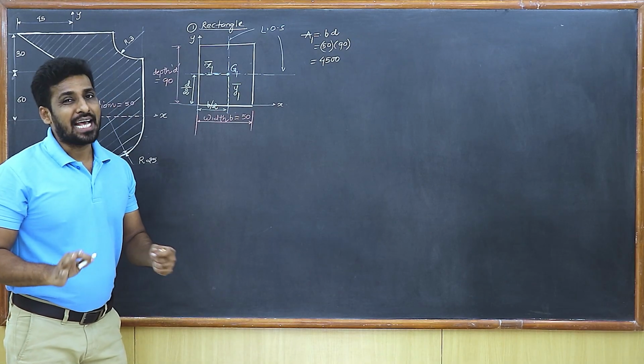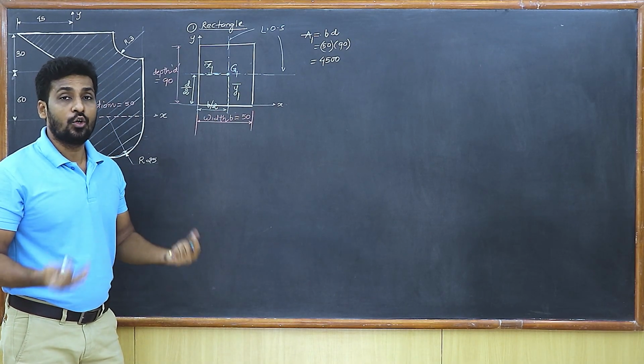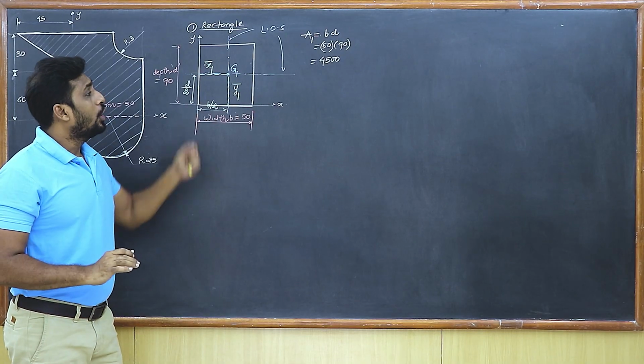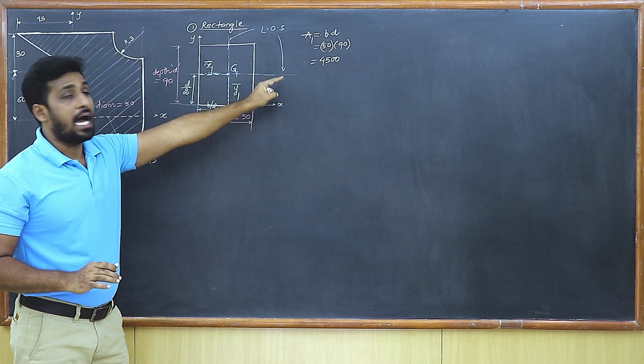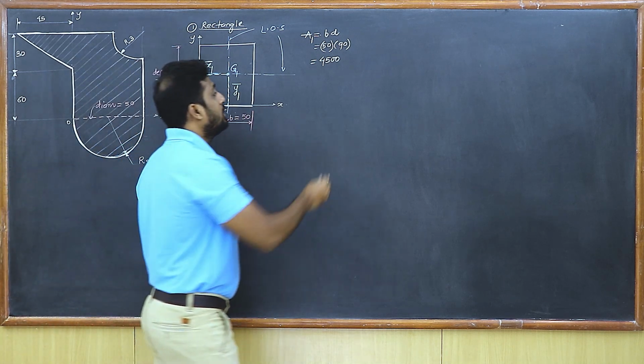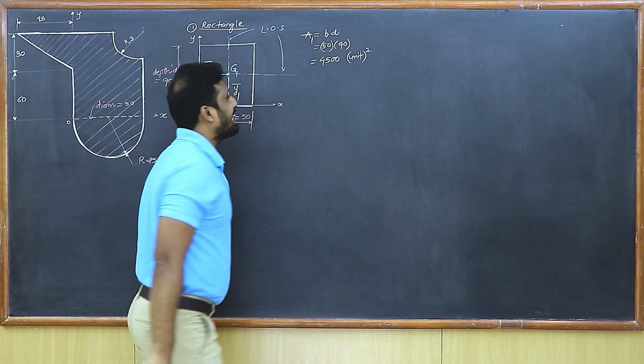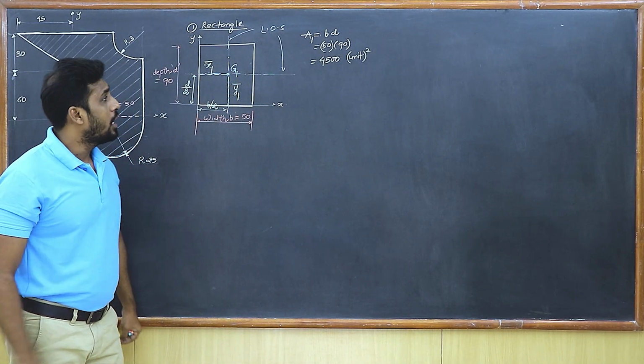Now, no units have been mentioned in the question. It is not given in millimeters, centimeters, kilometers. Nothing is mentioned. So you can leave this particular area as it is. There is no need to put the unit. Even if you want to put anything, you can just write unit square, whatever the units are. So A1 is 4500 unit square.